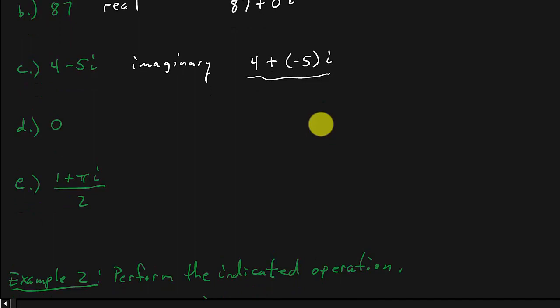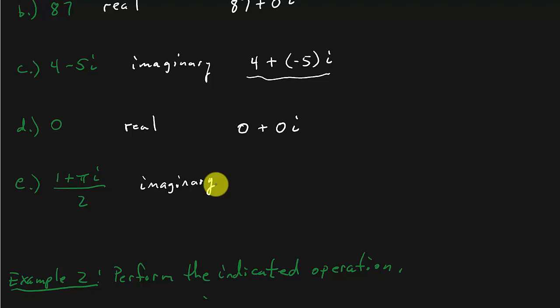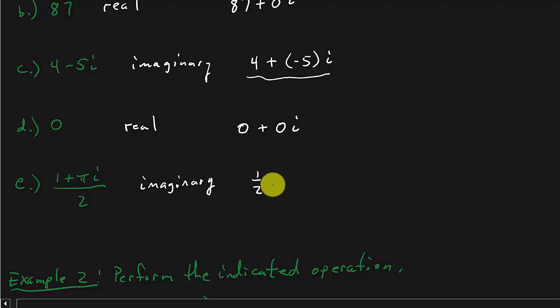Now, what about this one, 0? Well, in this case, b is 0, right? So this would be real. And so we would write 0 plus 0i. Right? What about this one? This one is imaginary. All right? And so now to write this in standard form, we would split it up. So that would be 1/2 plus pi over 2 times i.